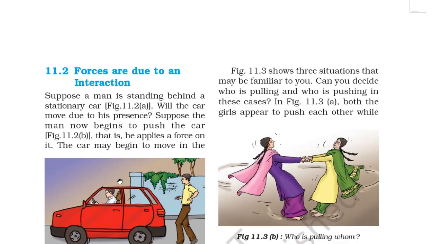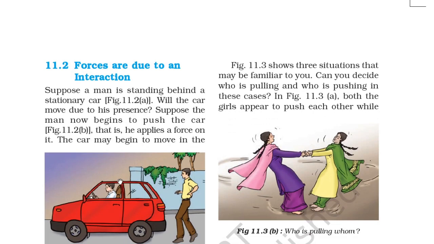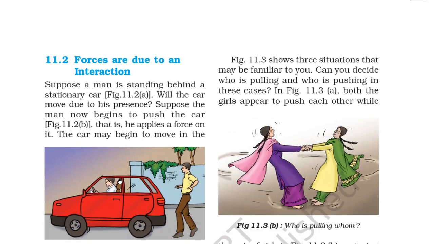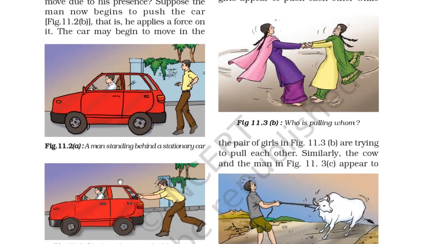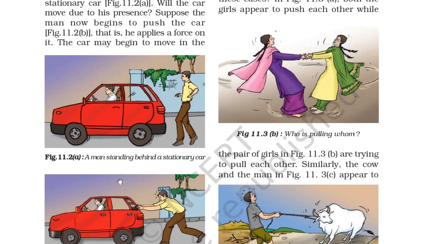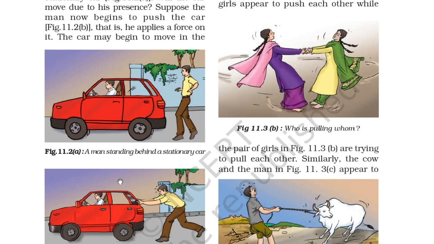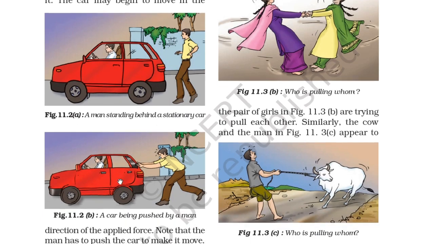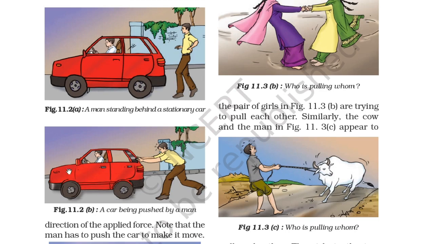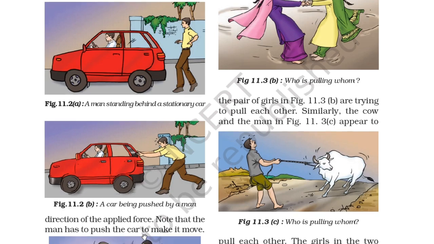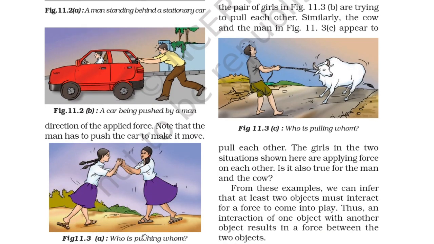So you can see here, suppose a man is standing behind a stationary car, as shown in figure 11.2a. Will the car move due to his presence? Suppose the man now begins to push the car as in figure 11.2b, that is, he applies a force on it. The car may begin to move in the direction of the applied force. So he is applying the force towards the front, so the car is moving to the front. Note that the man has to push the car to make it move.